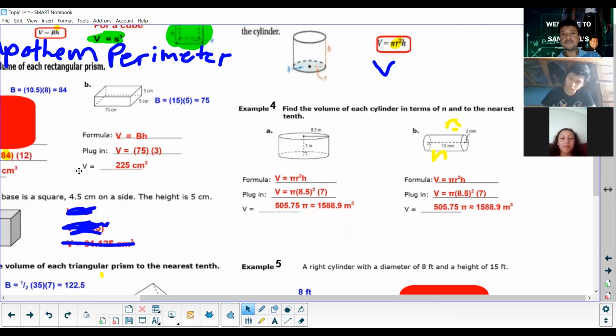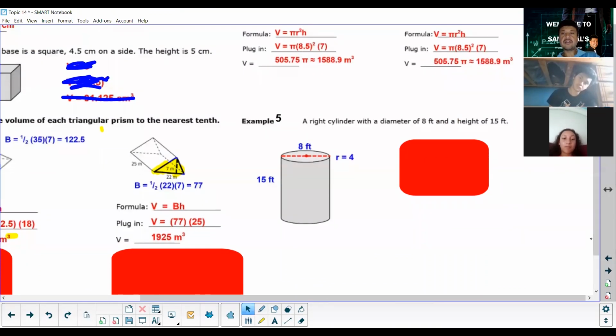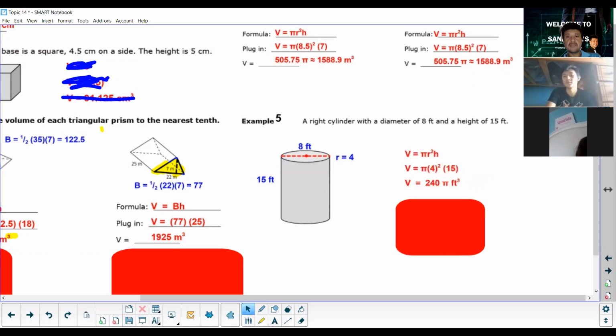All right, now let's do the very last one on this one, and then we'll move on to the next ones. Marcus, read this one out to me. How will you solve this one? Example 5? Yeah, example 5. Okay, so the red cylinder has a diameter of 8 feet and a height of 15 feet. Well, we know the R is 4, so it would just be pi 4 squared times 15, which is just pi 16 times 15. All right, excellent. Good.